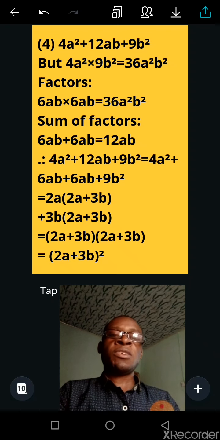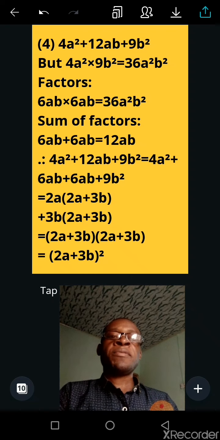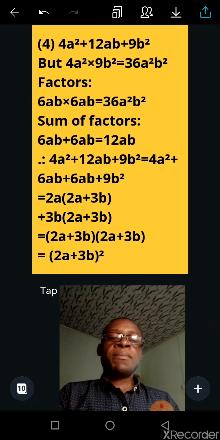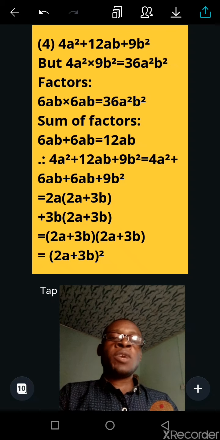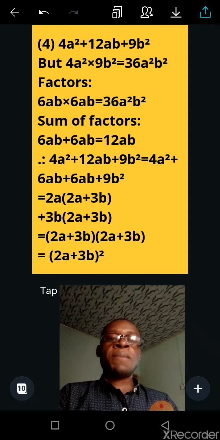We'll go to the next group, which is 6ab plus 9b squared. The HCF is 3b. Then 3b divided into 6ab will give us 2a. 3b divided into 9b squared will give us 3b. We'll now bring it down as we did the other time. We'll have equals bracket open 2a plus 3b bracket close, bracket open 2a plus 3b bracket close, which is equal to bracket open 2a plus 3b bracket close all raised to power 2, perfect square.